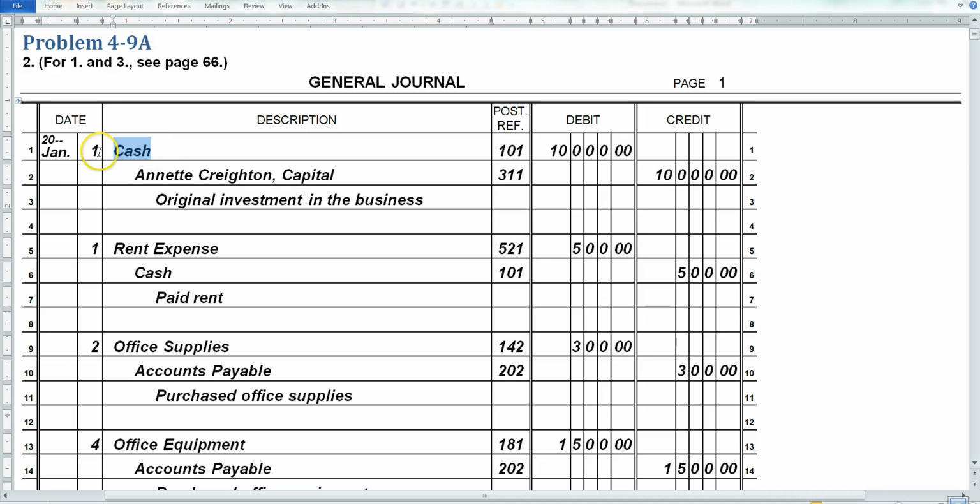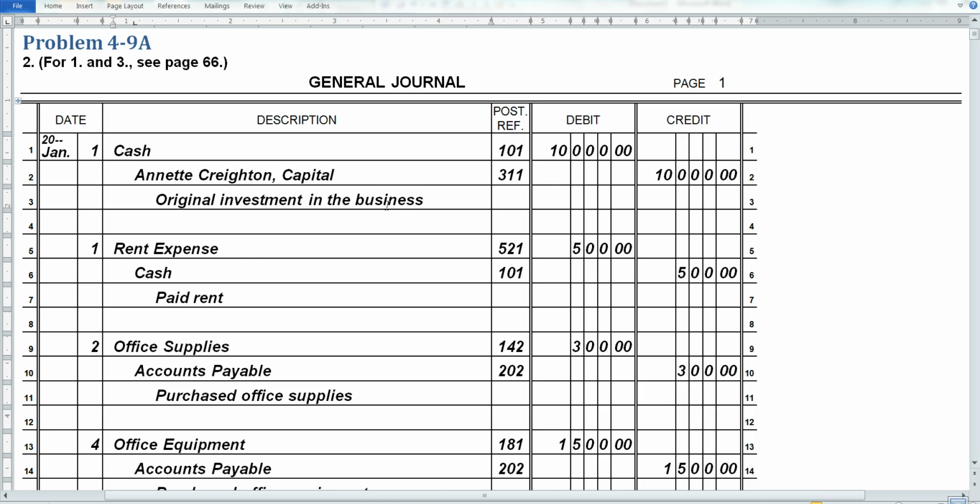So cash, first, we have to make sure we write the date, the description, cash, and the debit amount of $10,000 because we are increasing our cash because we are depositing it into our account. And then we have the capital account, which is the credit account. And we have to write something to tell us what this transaction is. It's the original investment in the business.